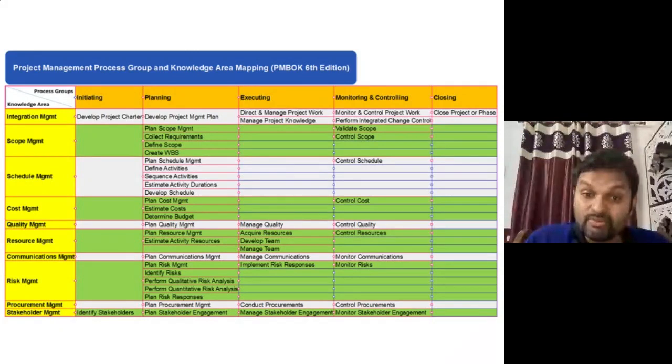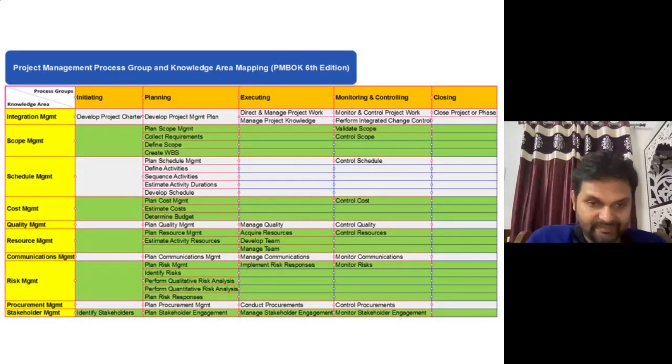Then next is planning: develop project management plan. Similarly, when I am talking about scope, plan scope management, create a WBS. So all these things are the documents I am going to prepare, and that is the way I am going to do my project management phases in my actual site.